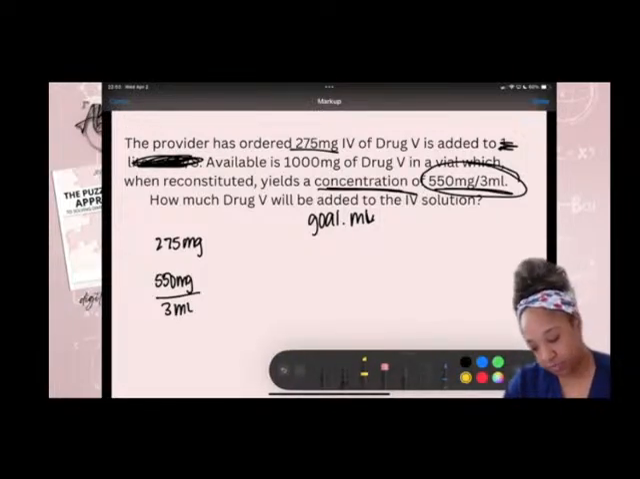Okay, so look, this says that that's in the vial.